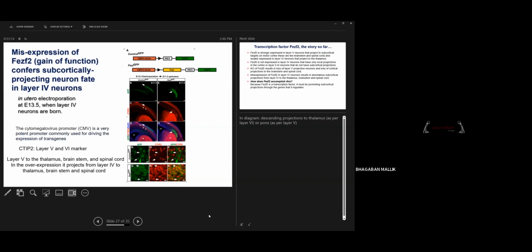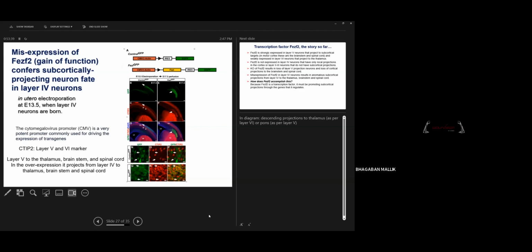any confusion? So just forget about this one, because this is more complicated, that's what I want to focus on here. So here they have cloned this control under the promoter of beta actin or cytomegalovirus promoter. Okay, and here they cloned the GAP, and here they cloned this FEZF2 that is expressed in layer 5.